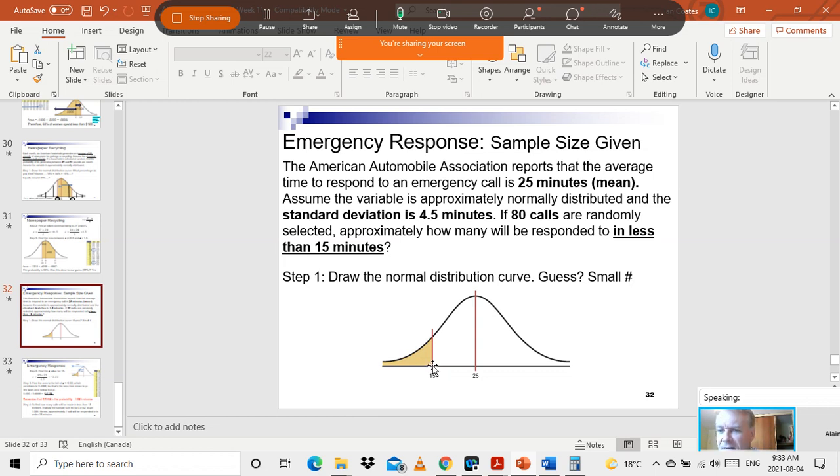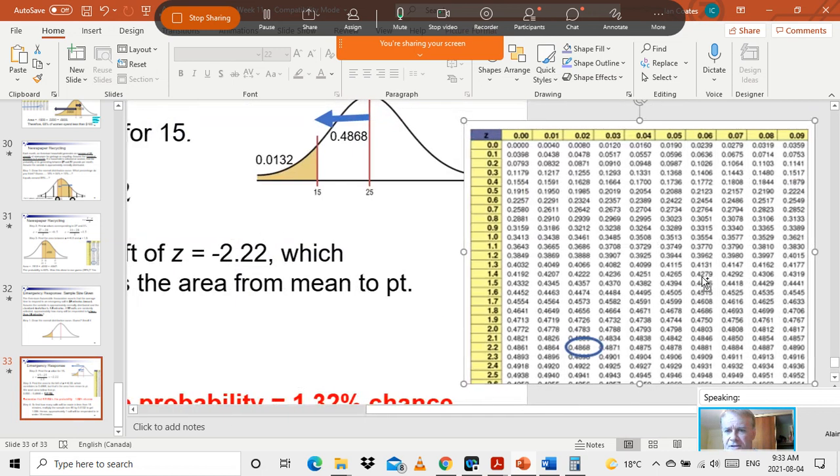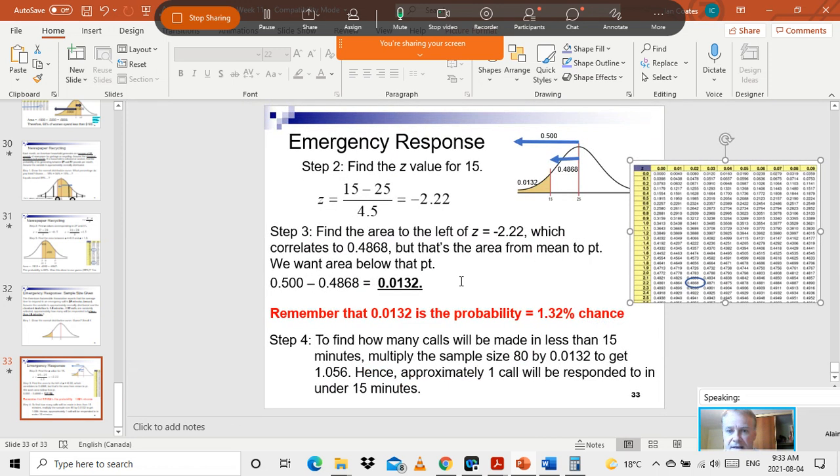Take a guess. So now we just plug in your Z value. 15 minutes minus the mean, all divided by the standard deviation, gives us a number of negative 2.22. So 2.22 is right here, which is 0.4868. My blind eyes can see that.